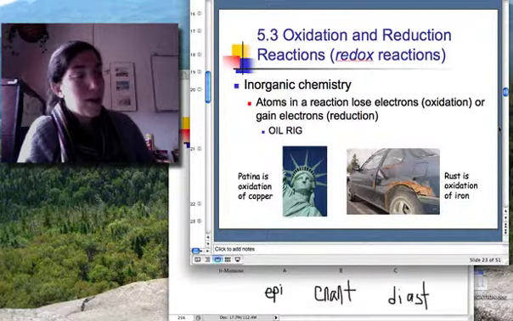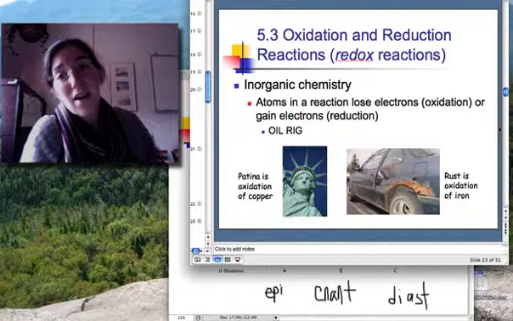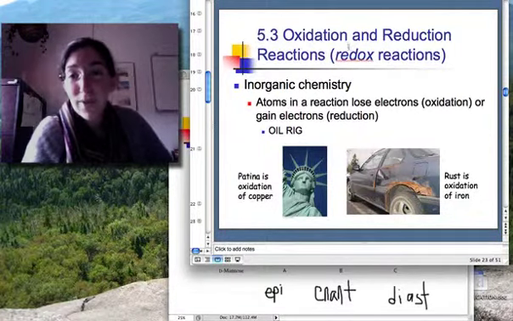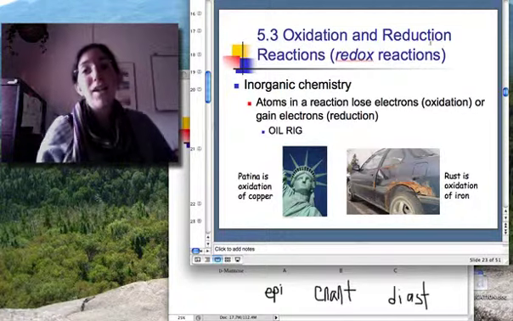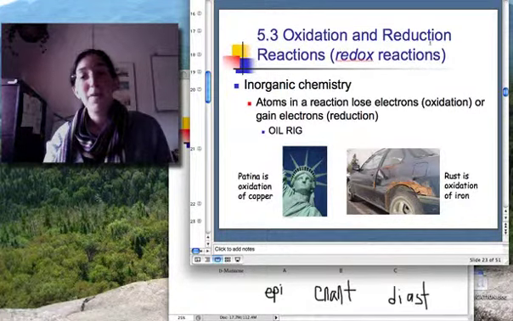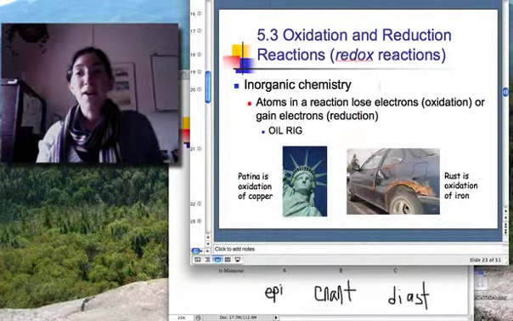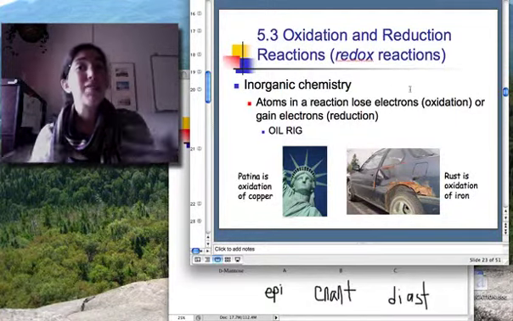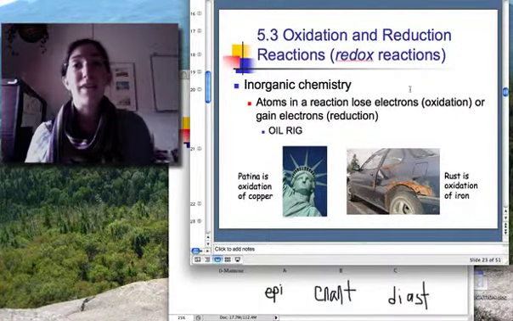to talk about redox reactions, which redox is just short for reduction and oxidation. So redox reactions are chemical reactions that involve losing and gaining of electrons. It involves a transfer of electrons.